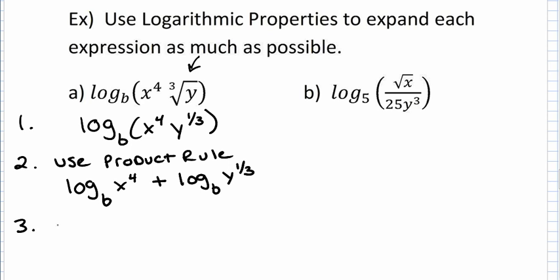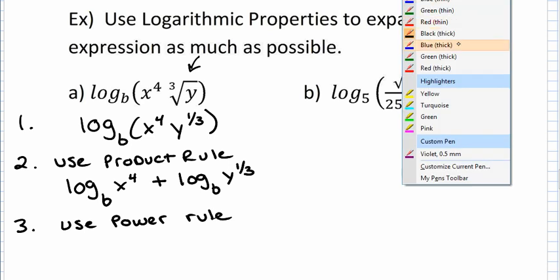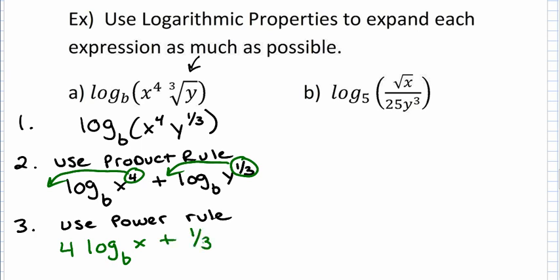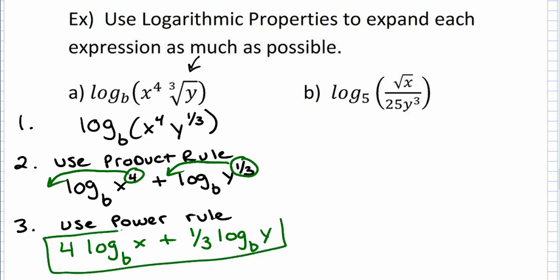Then step 3 is you're going to use the power rule. And remember, the power rule basically just says to take the exponents and roll them to the front. So you're going to have 4 log base b of x plus 1/3 log base b of y. And that is your final answer.